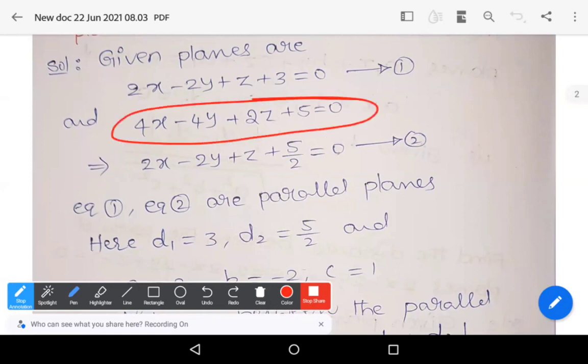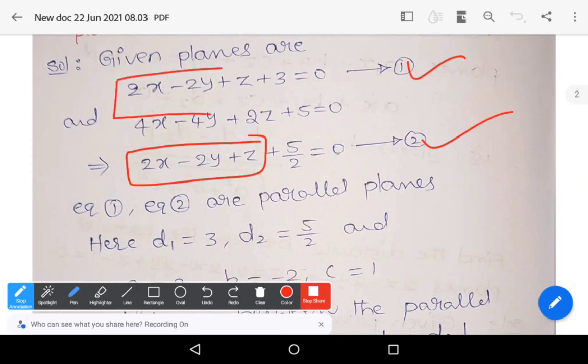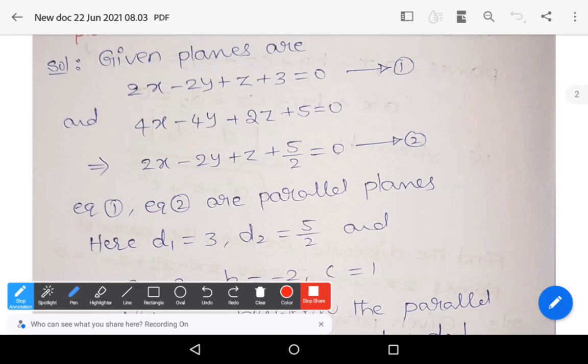I mark that one with red color. Observe that. Divide that equation with 2. 4x by 2, you get 2x. Minus 4y by 2, minus 2y. 2z by 2, you get z. 5 by 2 stays as the constant. Now you observe that in equation 1 and equation 2, the coefficients of x, y, z completely coincide. Therefore, equation 1 and equation 2 are parallel planes.